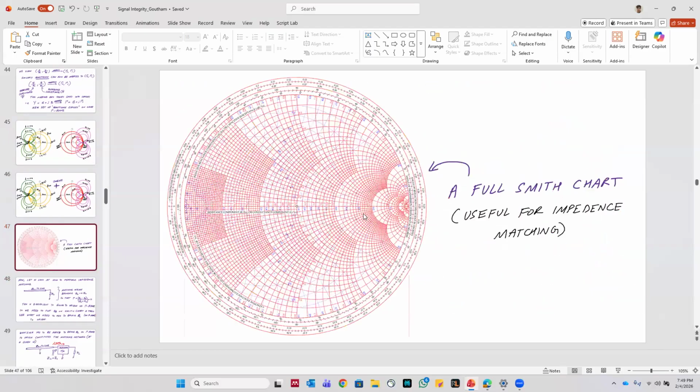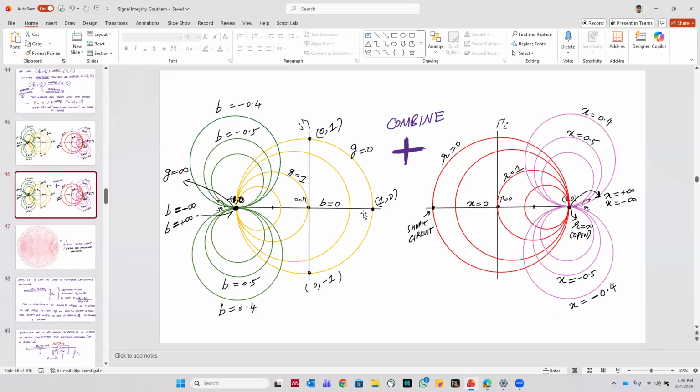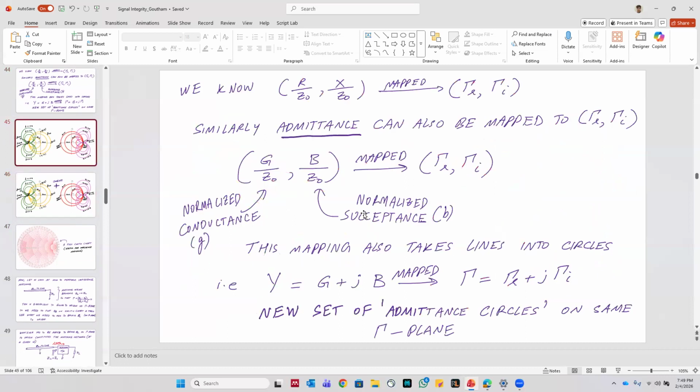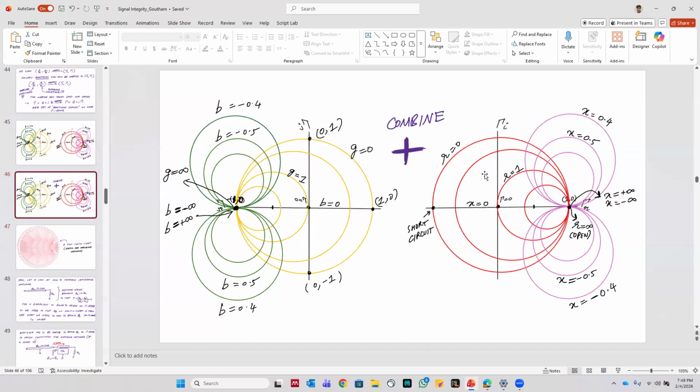Okay. Now, whether you understand this or not, the important thing is, if I want to match ZL to Z naught, that's equivalent to what? If ZL equals Z naught, gamma is 0, right? So the matching essentially becomes how I can go to this origin. If I have an impedance somewhere here, which is some resistance and reactance, and I can do something to bring it all the way to this origin, then essentially I've matched ZL to Z naught. And that's how the Smith chart is often used in practice.